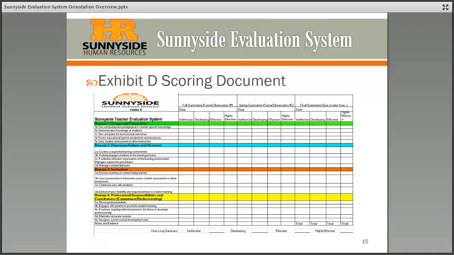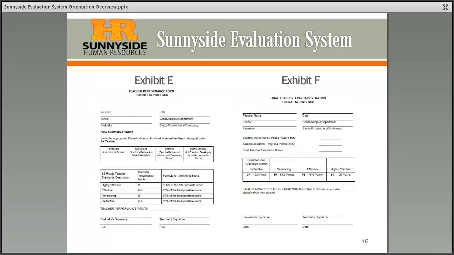This slide shows you Exhibit D, which is the scoring document qualified evaluators will utilize throughout the year to document what it is that's being observed in their informal as well as the formal observations. Exhibit E is the document that is used to determine your rubric classification. Exhibit F is the final evaluation report that combines all the exhibits, your teacher performance points, your student academic progress points, your 66 and your 34, to come up with your final teacher evaluation points. Once those points are determined, then the classification is identified and listed on this page.